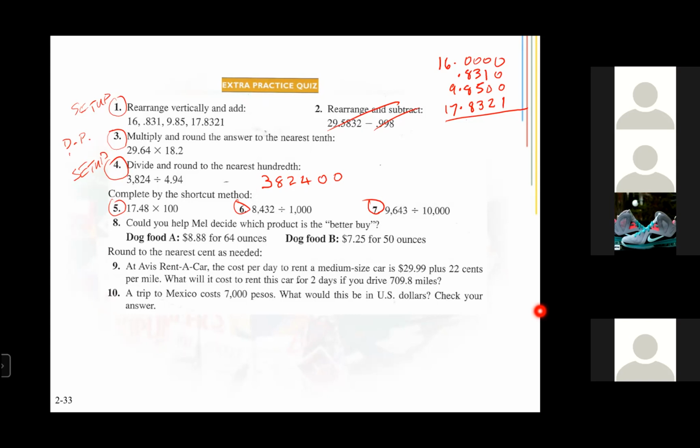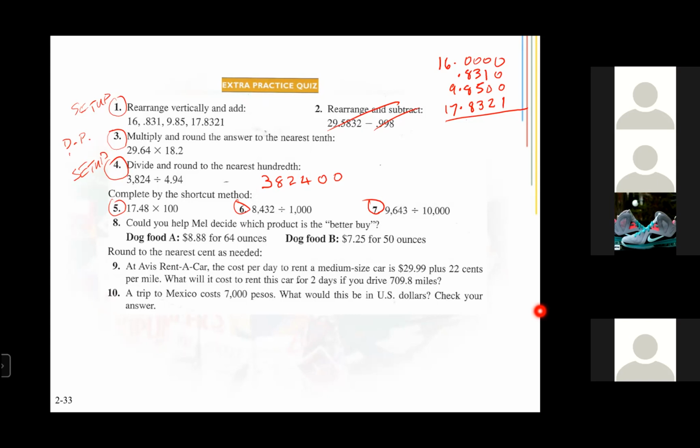So it wouldn't be. Sorry, go ahead. It'll be a whole number now. Yeah, it was a whole number before, but it's going to be a bigger whole number. Yeah. So what is it? 38,382,400. Okay, yeah, that's what I have written there.